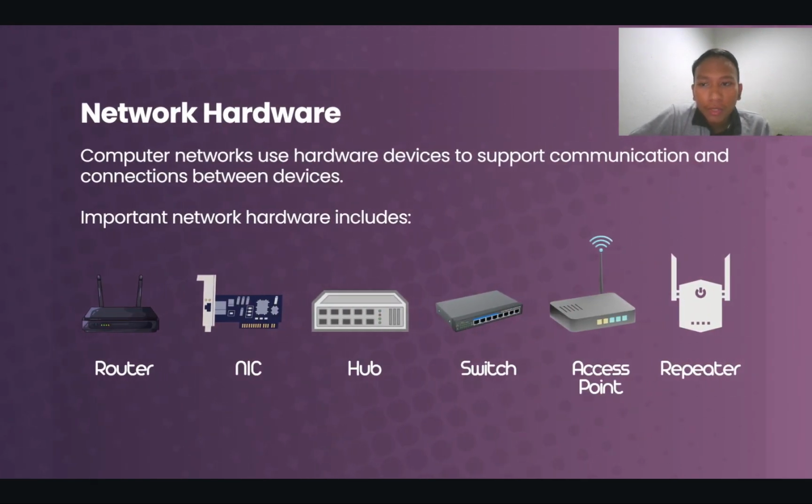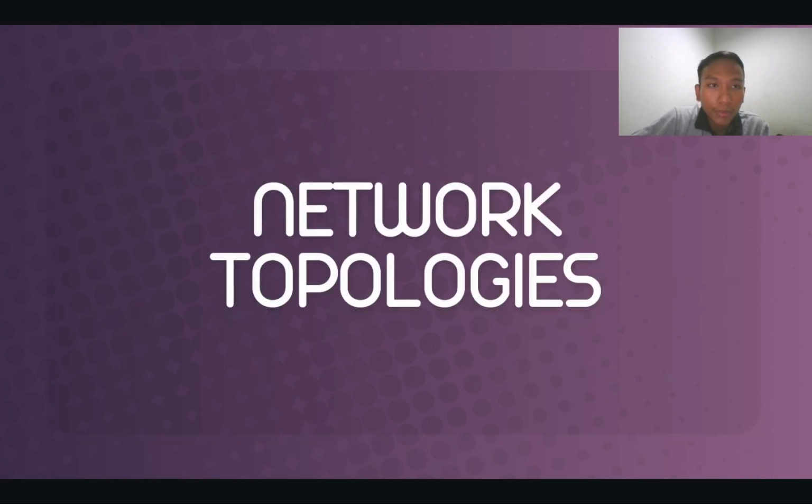The next one, we'll talk about the network hardware. Computer networks use hardware devices to support communication and connections between devices. Some important network hardware devices include NIC, router, hub, switch, access point, and repeater. Each device has a different role inside a network system. Okay, next I will explain about network topologies.